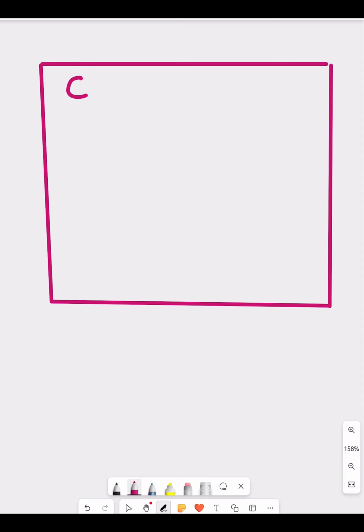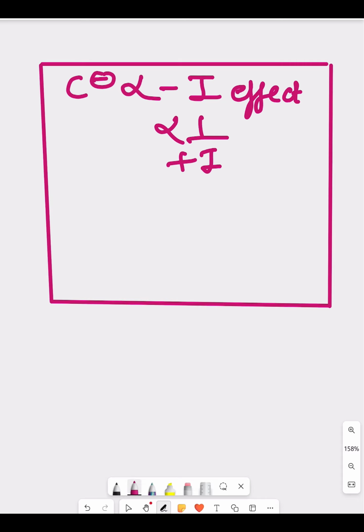Now let me share. For carbanion, stability is directly proportional to minus I effect and inversely proportional to your plus I effect. More minus I groups around carbanion means your carbanion is more stable. More plus I groups around your carbanion means your carbanion is least stable.